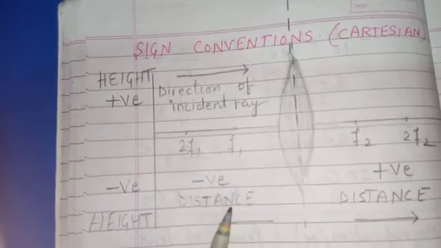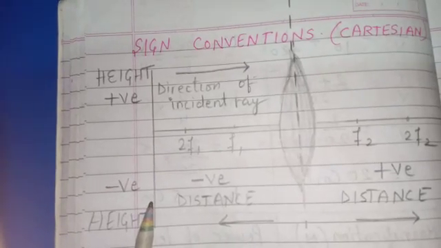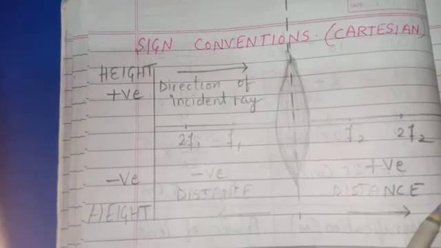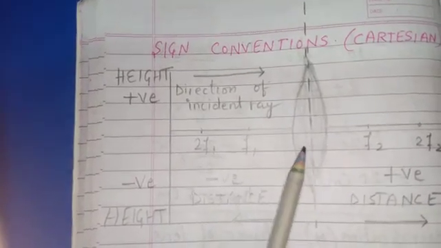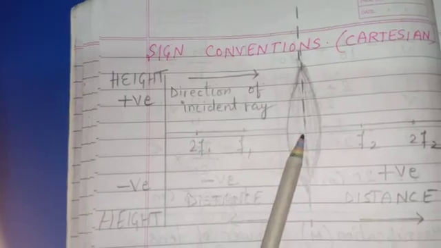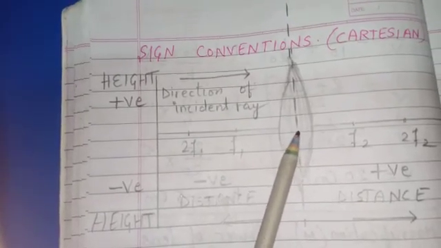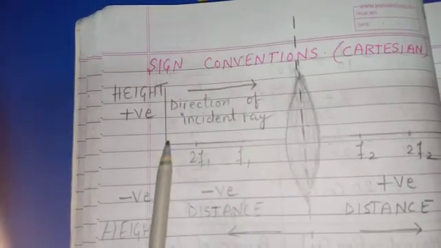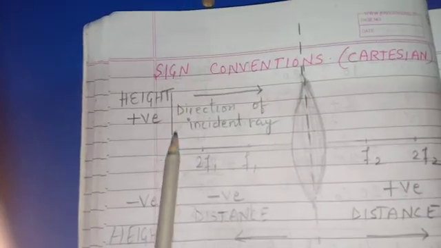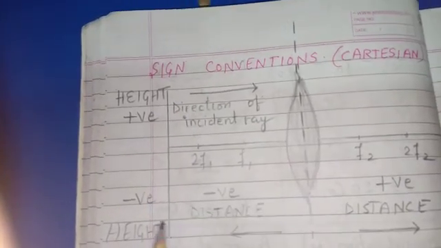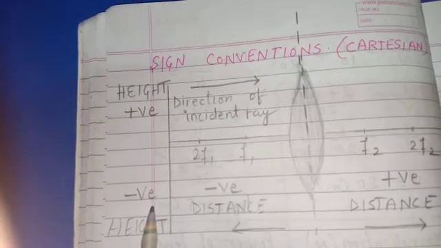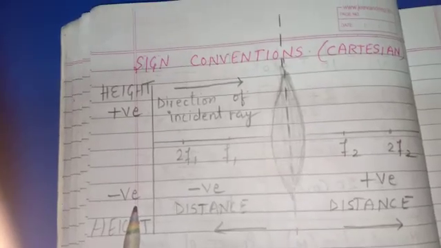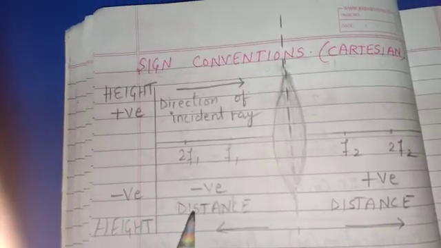The distances to the left of the lens are negative, and those to the right are positive. Clear? All the distances are measured from the optical center. The height of the object or the height of the image above the principal axis is taken as positive, and below the principal axis is taken as negative. These are the new sign convention rules which we have to follow for numericals. When we do the numericals, you'll understand more.